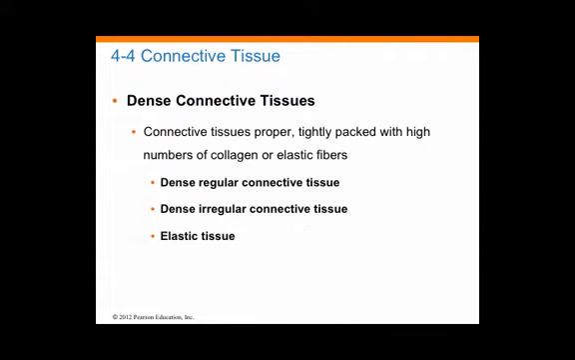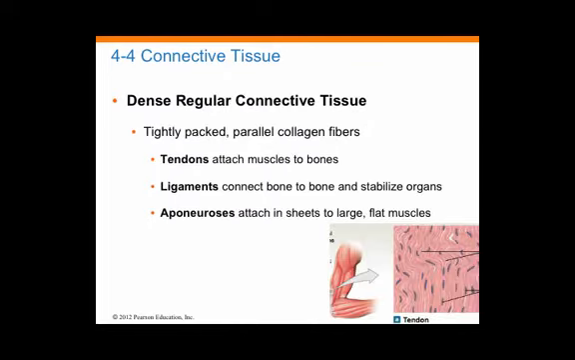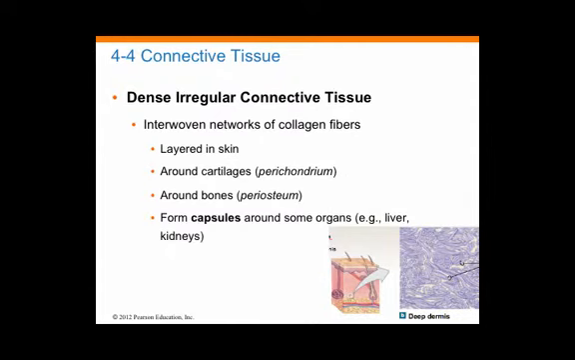Dense connective tissues include dense regular, dense irregular, and elastic tissues. Dense regular connective tissues have tightly packed parallel collagen fibers that are found in tendons, ligaments, and aponeuroses, or broad flat tendons. Dense irregular connective tissues have many interwoven collagen fibers.